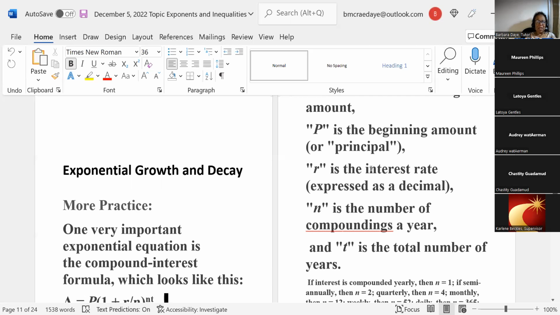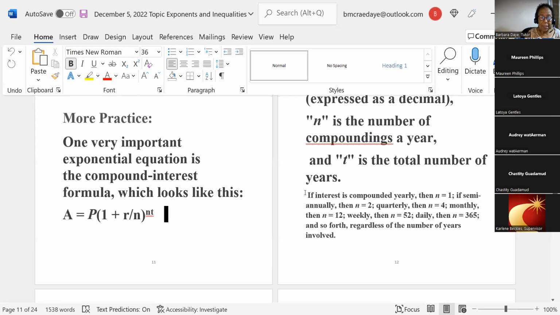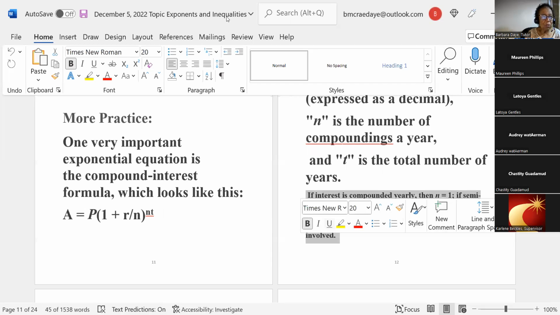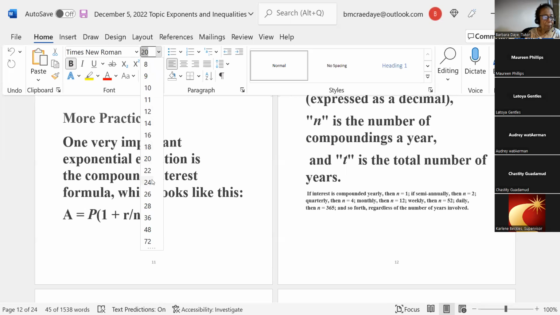Okay. R is the interest rate. We express that as a decimal. N is the number of compoundings a year, because your plan will tell you how many times you're compounding during the year. Okay, could be 6 times, could be 4 times, whatever. T is the number of years. Okay, now let's make this bigger. This is important. I will send you all of this.